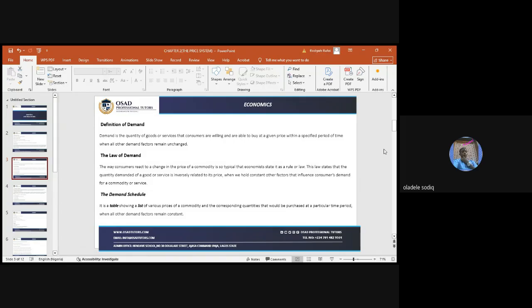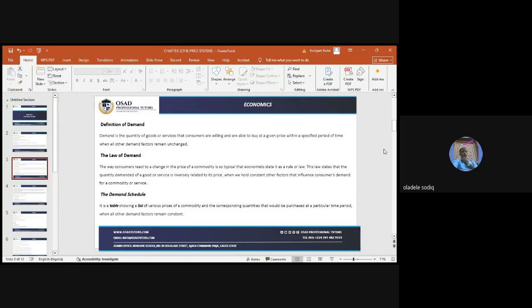So the quantity demanded of a good or service is inversely related to its price. That is, it is the price that determines what quantity an individual will be willing to buy. It is the price, when other factors remain unchanged.